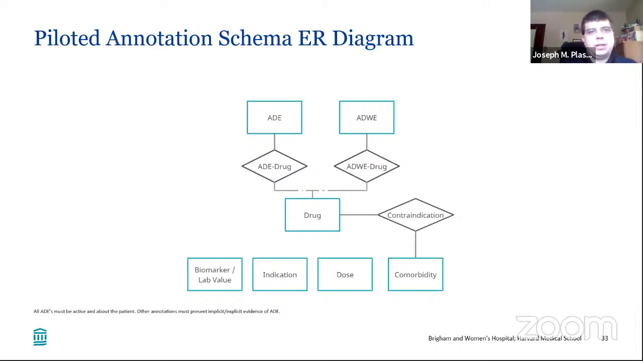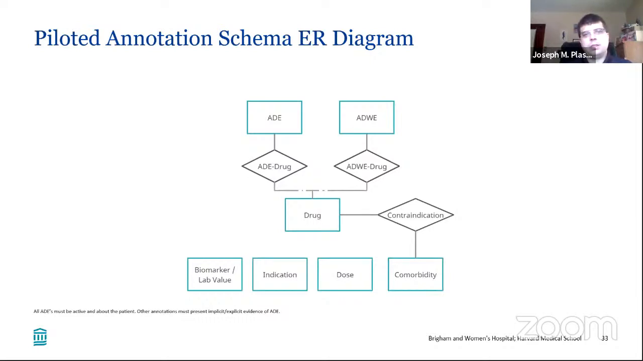Entities, which are represented by rectangles, are the concepts of interest. Relationships are represented by the diamond shapes, and they show how two entities are related or share information. Attributes, represented by ovals in ER diagrams, contain key attributes that are unique, distinguishing characteristics of the entity. In this case, all attributes in this diagram are implicit, representing a default assumption that all ADEs are active and about the patient.